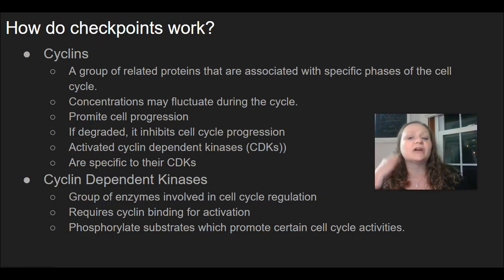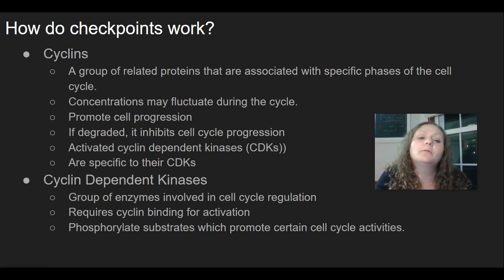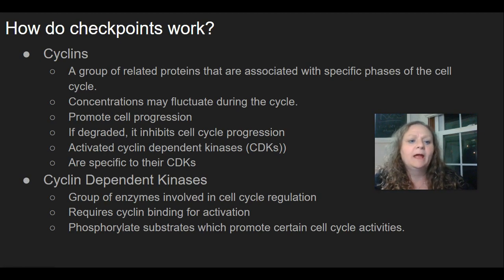So, how do these checkpoints work? Well, essentially, the checkpoints are going to work by something called cyclins and cyclin dependent kinases. So, cyclins are just a group of related proteins. They're associated with specific phases of the cell cycle. The concentration of various cyclins will fluctuate during the cell cycle and promote cell cycle progression. If the cyclins are degraded, it inhibits cell cycle progression. The cyclins themselves are going to be specific to their CDKs.